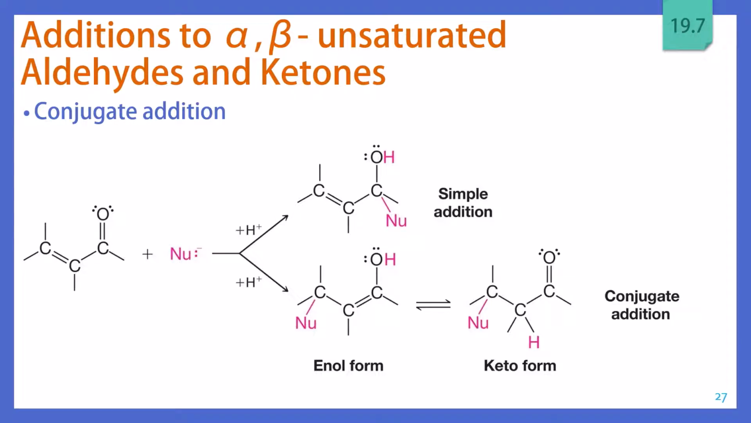Our next concept is the addition to an alpha beta unsaturated aldehyde or ketone. This is called conjugate addition, and it should look a lot like addition to conjugated alkenes when we were looking at 1,2 and 1,4 addition back at the beginning of Organic 2.